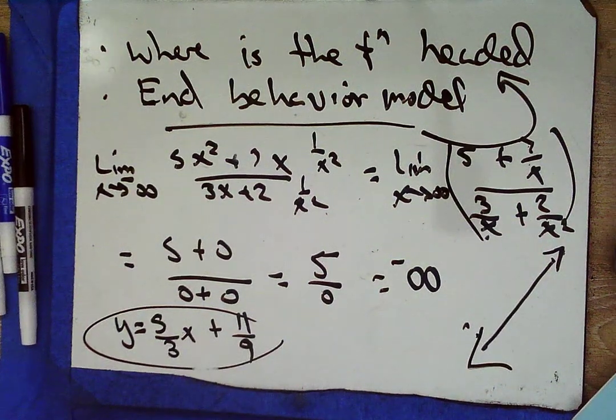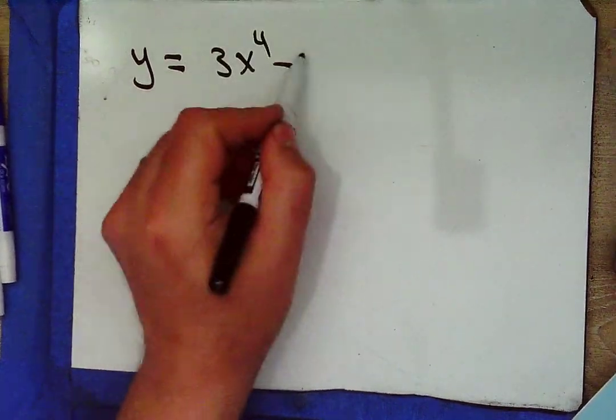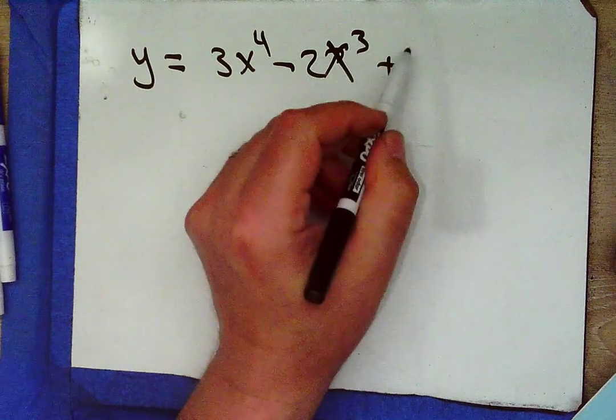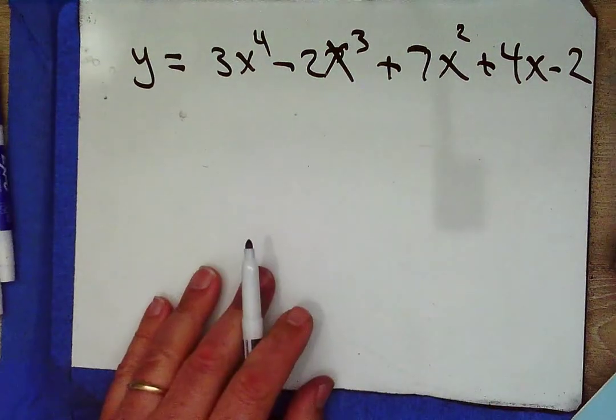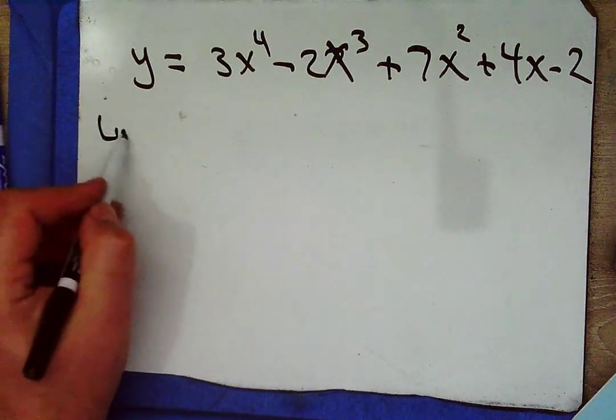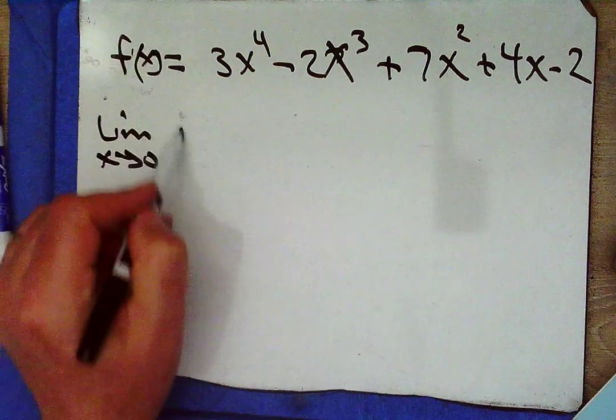I would like to say this though. I think it's okay for us now to talk about end behavior models for polynomials in perhaps a gentler way. So, for example, if I have y equals 3x to the fourth minus 2x to the third plus 7x squared plus 4x minus 2, and I'm asked, hey, what's the limit as x heads to infinity for this function?